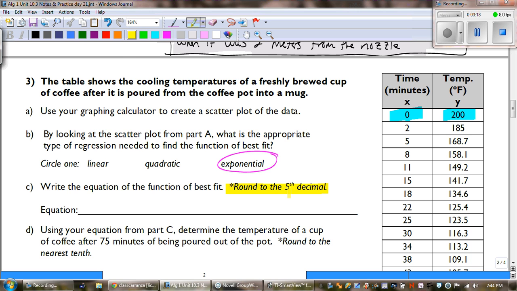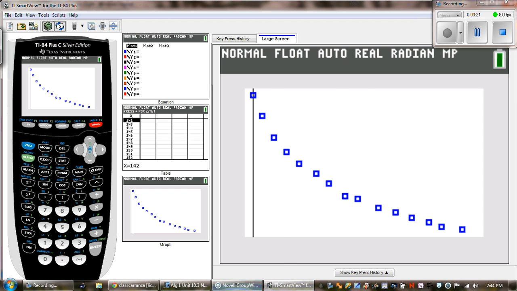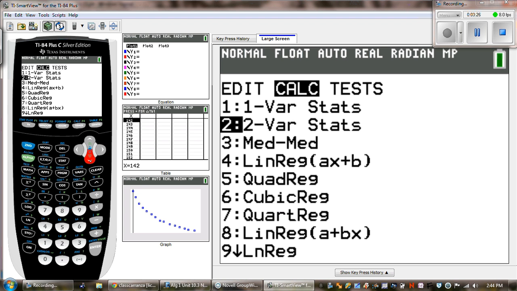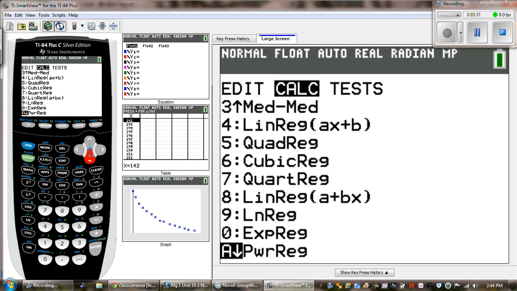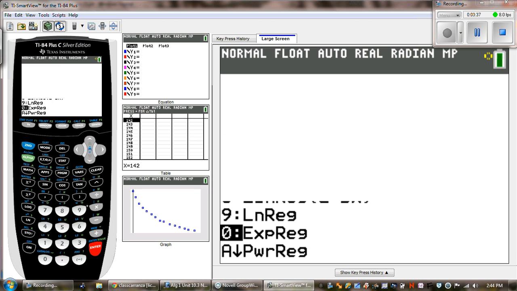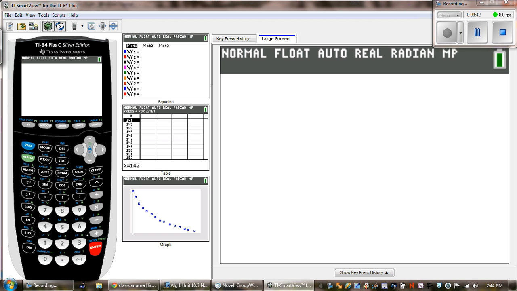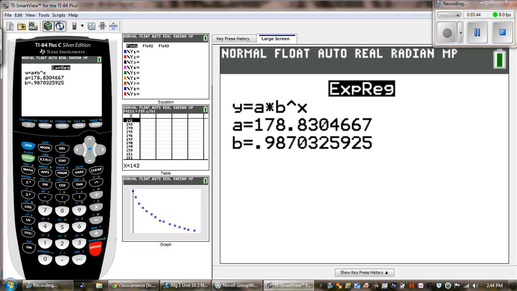Okay, so we have to round to the 5th decimal to find our equation. To find our equation, we go to Stat. We're going to calculate, and we need to go down till we find EXPREG, the exponential regression, which for me is 0. After I plug that in, we hit calculate, and there we go. Now we have to round this to the 5th decimal. So if you want to pause it right now so you can write down the equation.